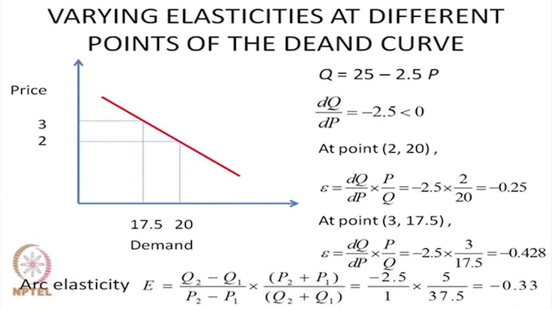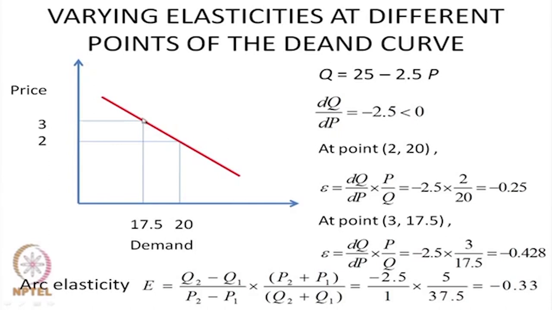Now, in this slide, we shall illustrate that along the different points of the demand curve, the price elasticities would differ. With a concrete example, we are illustrating this case. We are first of all assuming that the relationship between quantity sold in the market and the unit price is a linear function with a negative slope, 25 minus 2.5 p. Therefore, taking the first derivative, dq/dp is equal to minus 2.5, which is less than 0.